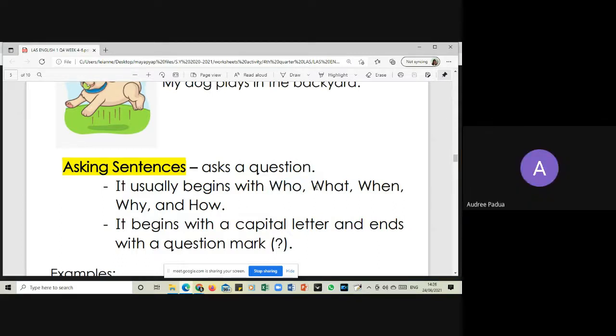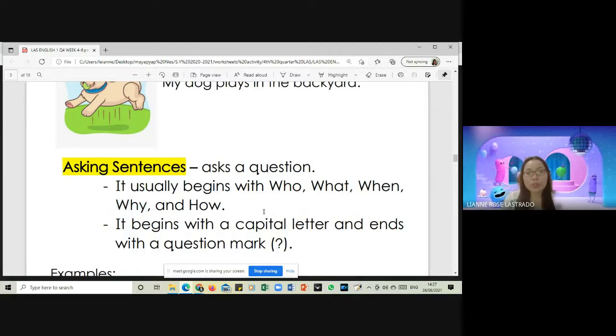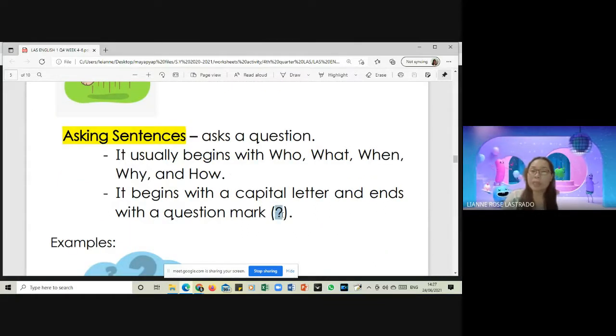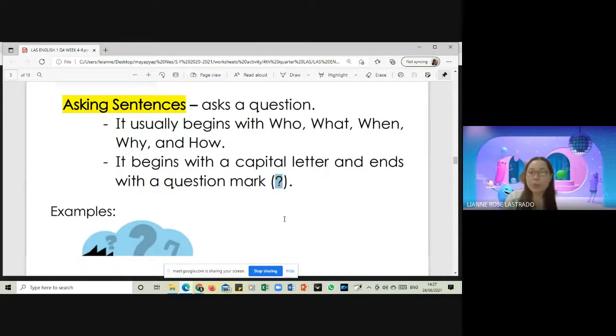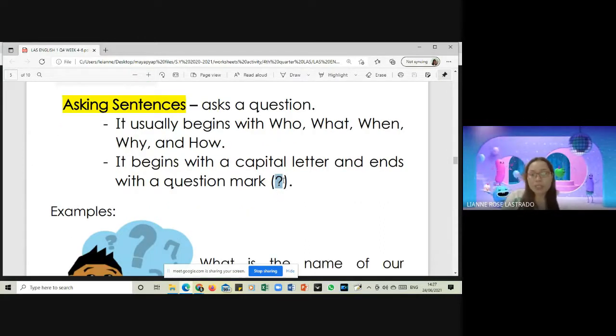Okay? Alright. So it usually begins with asking words like who, what, when, why, and how. So these are words that we considered as asking words. So simple as that. Asking sentence, you're asking questions. It begins with a capital letter, but it ends with a question mark. Okay? All asking sentences end with this type of symbol, which is what we call a question mark. Okay?